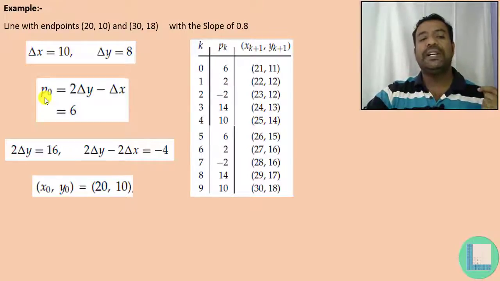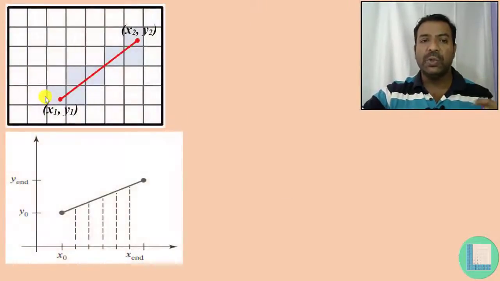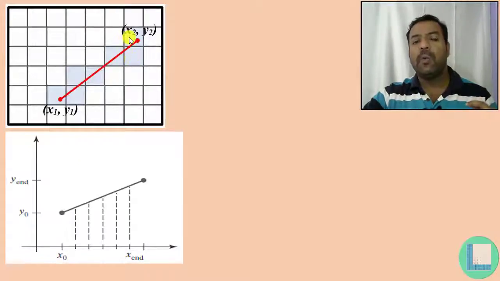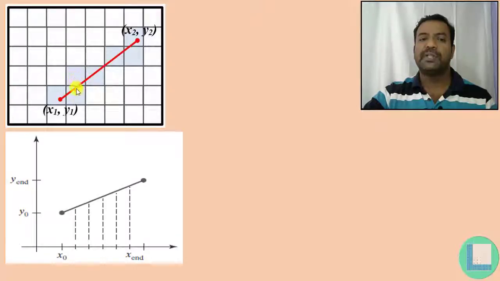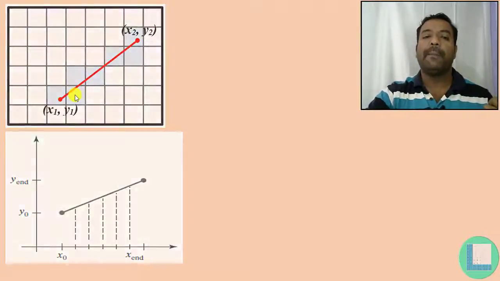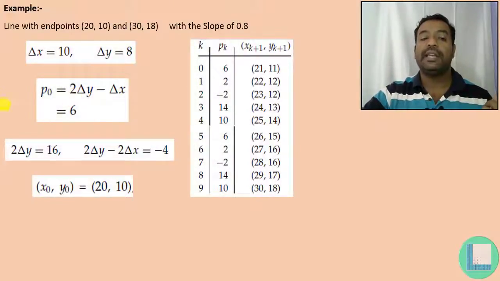And I'm going to have a parameter value here. So this is going to be the decision parameter, which will say, as I told you, either I need to choose the y value or I should choose y plus 1. So should I choose this pixel or should I choose this pixel? This will depend upon the parameter value. That is the initial parameter value what I'm going to choose with. Hence the initial parameter value is going to be 2 into delta y minus delta x.